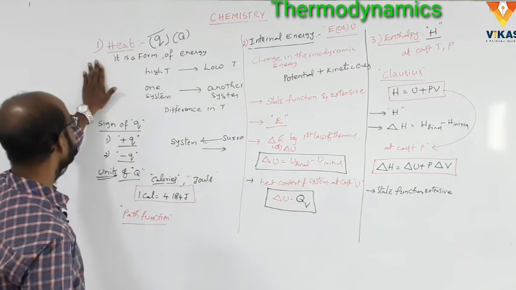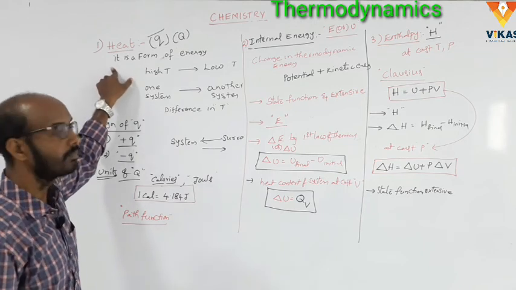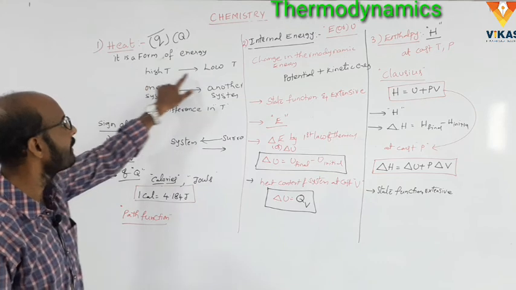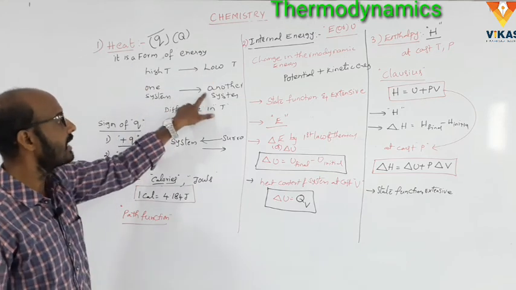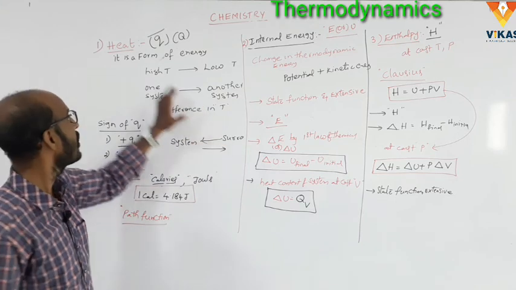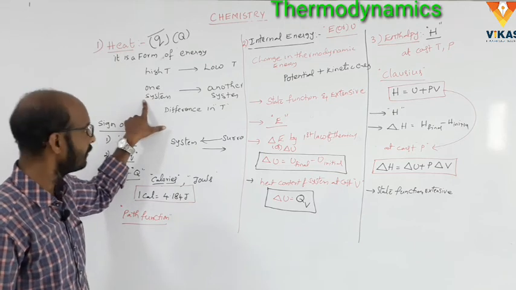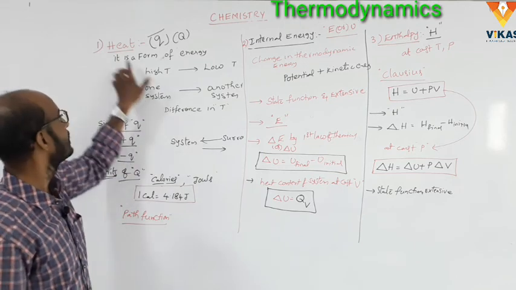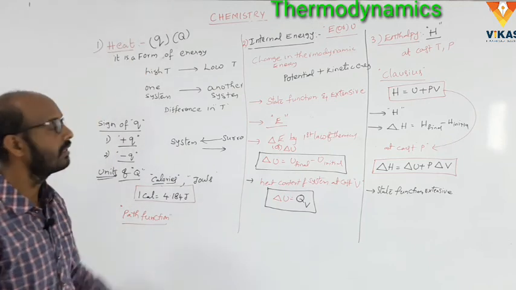So what is heat? It is another form of energy. It is the flow from high temperature to low temperature, or heat flow from one system to another system due to a difference in temperature. That is called heat. It is represented by the small q or capital Q.